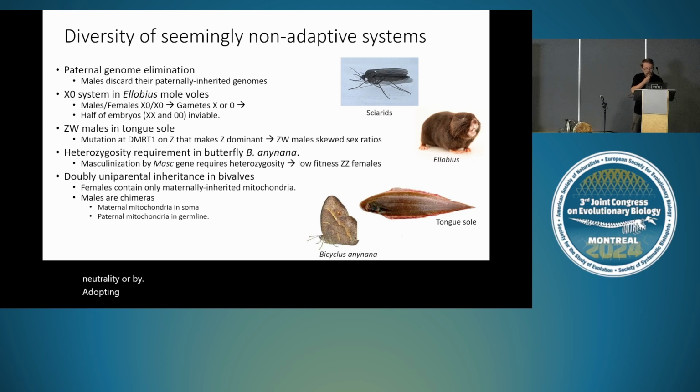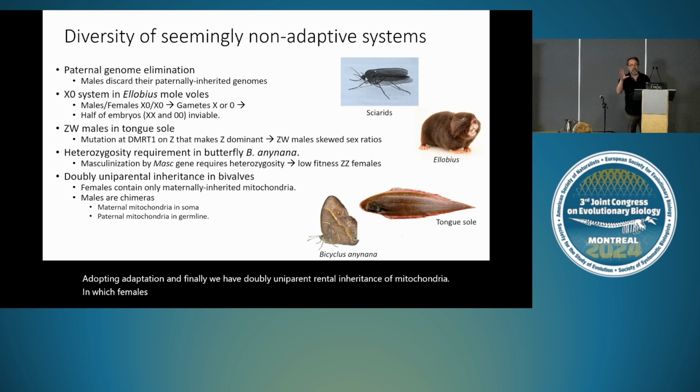adaptation. And finally, we have doubly uniparental inheritance of mitochondria, in which females are normal-ish, whereas males have a combination of their paternal and maternal genomes and transmit only their paternally inherited mitochondria.